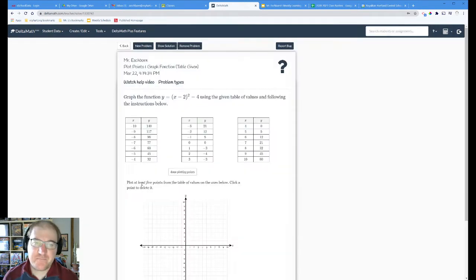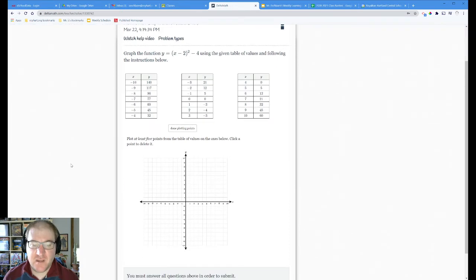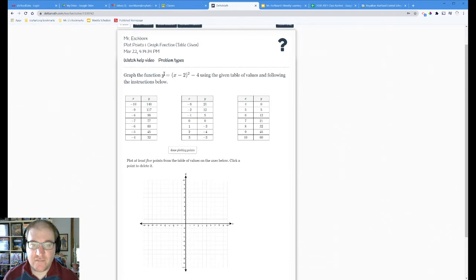Example 5. Graph the function y equals negative parentheses x minus 2, close parentheses, squared minus 4, using the given table of values and following the instructions below. Plot at least 5 points from the table on the axis above. Click a point to delete it. All right, so they want us to graph this function, and they've given us a table of values. So all I have to do is take 5 points from this table and put it on the graph.